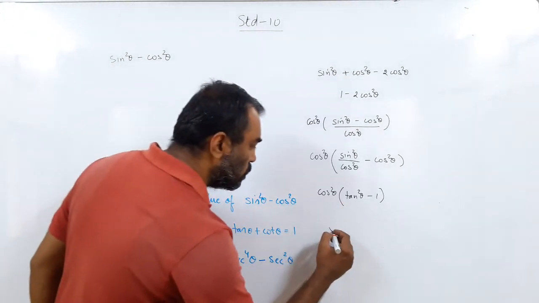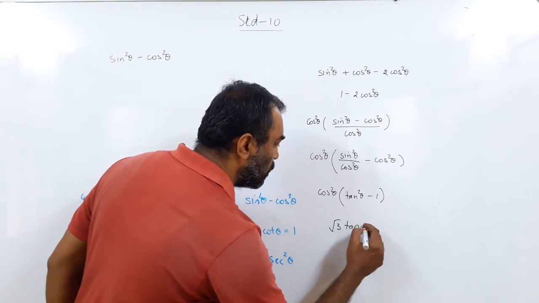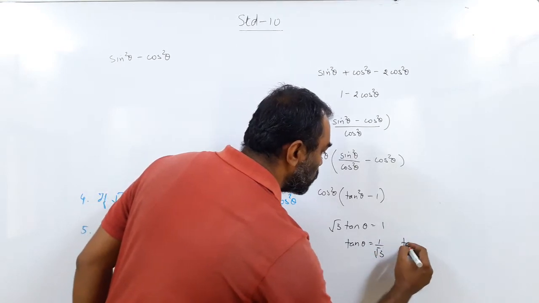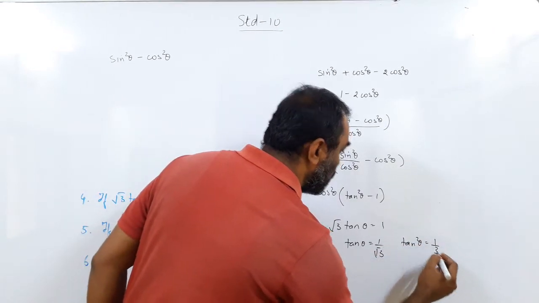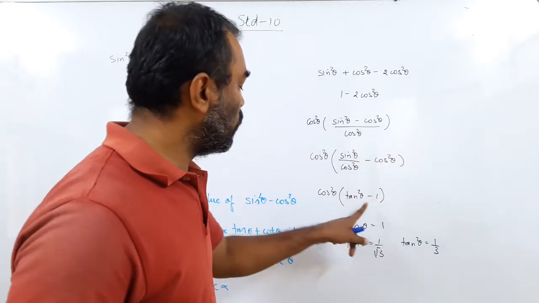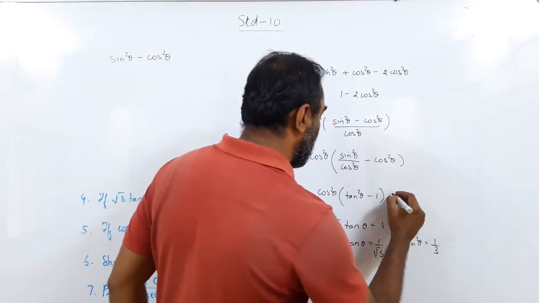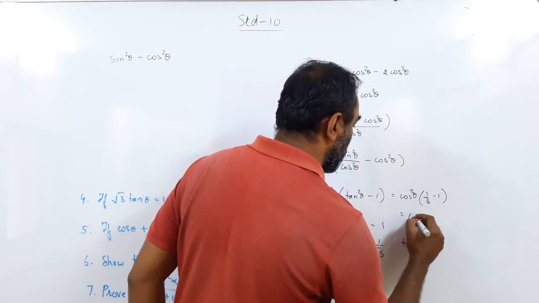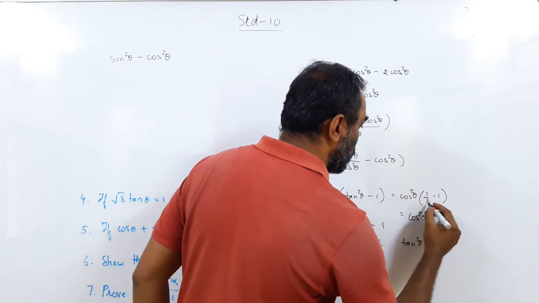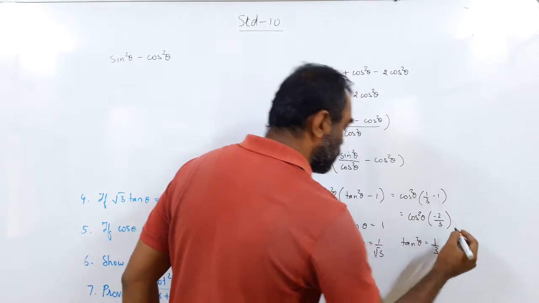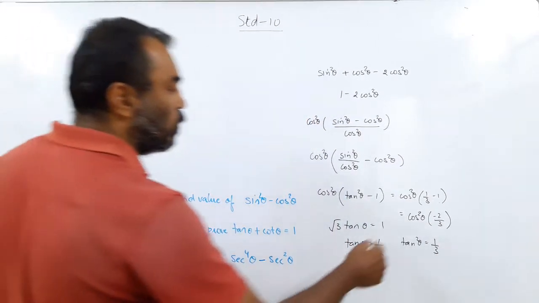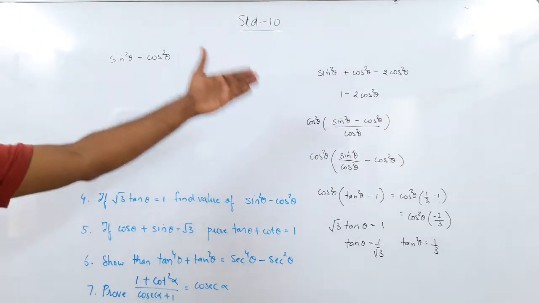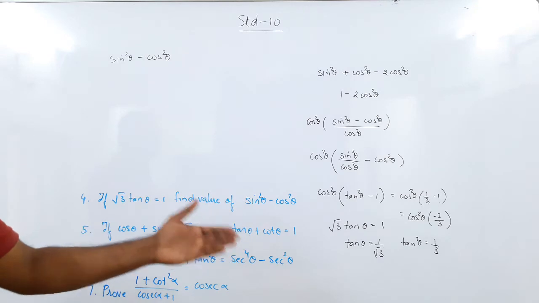Now I can find the value of tan theta from here. How? Root 3 tan theta equal to 1. So tan theta equal to 1 by root 3. So tan square theta equal to 1 by 3. So I can put down the value of tan square theta here, 1 by 3 minus 1, into cos square theta, equal to minus 2 upon 3 into cos square theta. And still I do not know cos square theta, so I cannot find the value. So all these approaches are not seeming to work because I need to find the value.